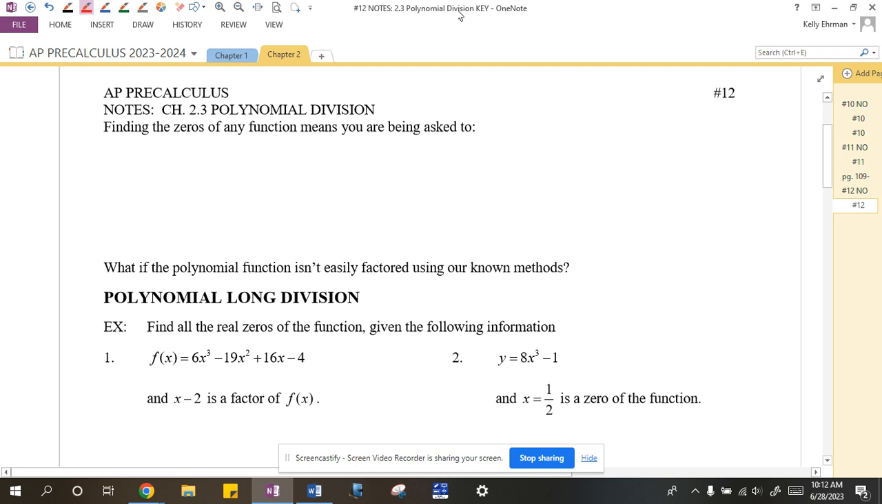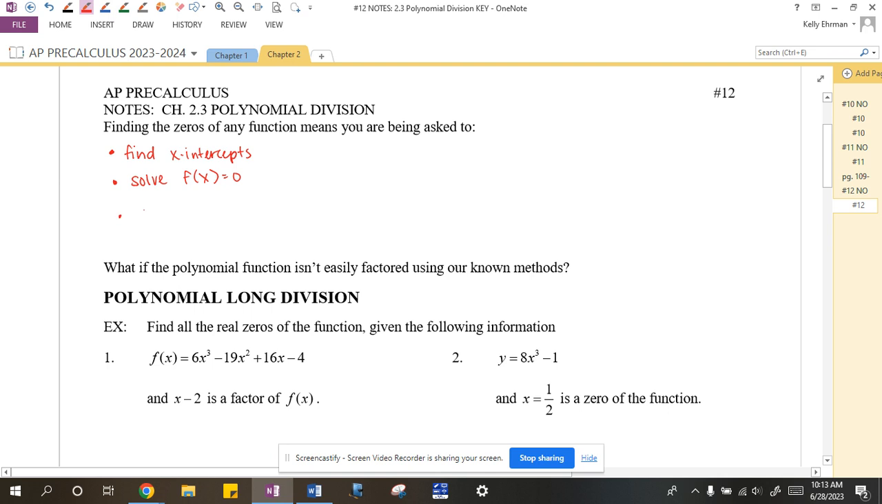polynomial or we'll be doing rational, exponential, logarithmic, trig, any function, if you're trying to find the zeros, you're being asked to do a lot of different things. Well, not different things. You're being asked to do the same thing several different ways. Find x-intercepts, meaning determine where the graph crosses the x-axis, or maybe they're asking you to solve, let's just call it f of x equals 0. That's another way to find the zeros.